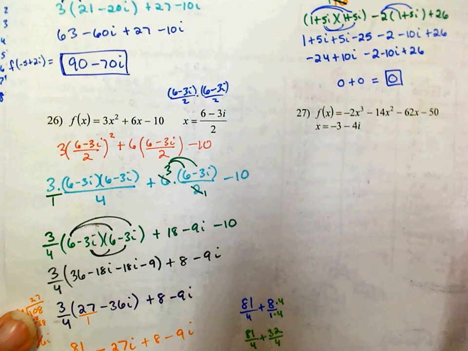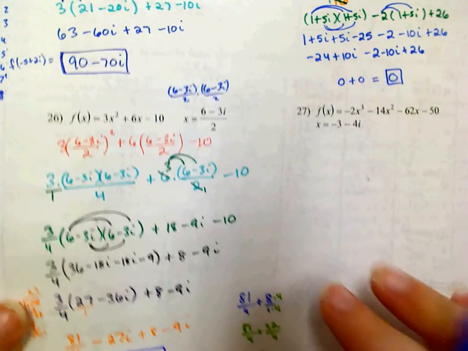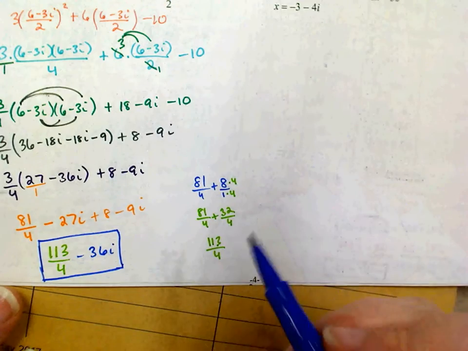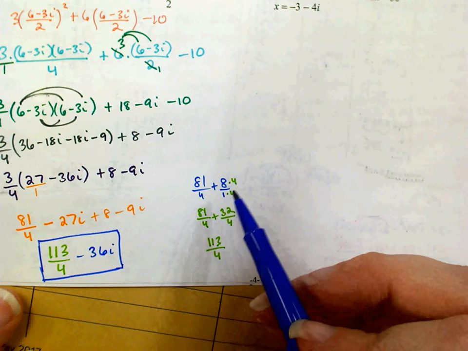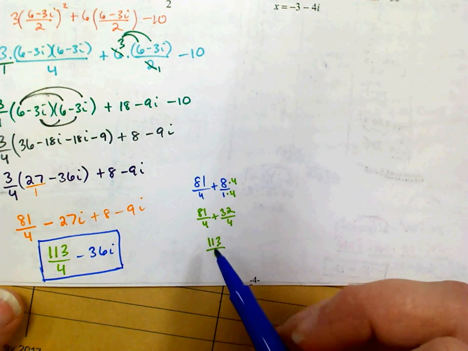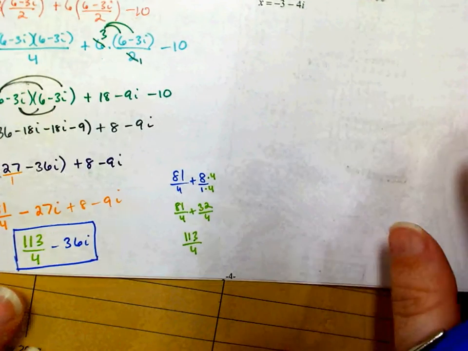But when you're adding, we only add the numerators. 81 fourths plus 32 fourths is this many fourths. Okay? All right.